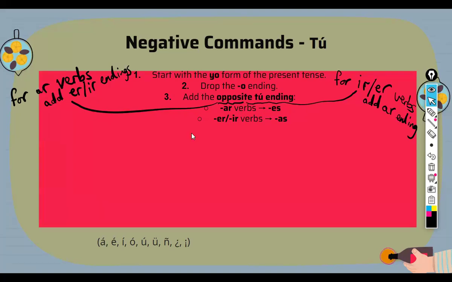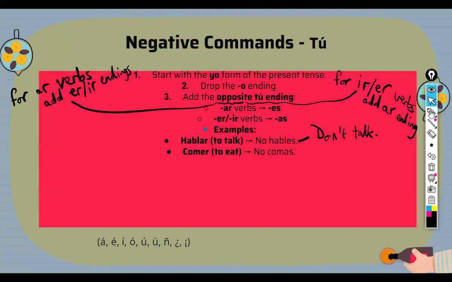Here are some examples. So you want to tell your friend, don't talk. We say, no hables. Don't speak, don't talk. You want to tell your friend, don't eat. Maybe the food is hot. Está caliente. No comas. Don't eat.